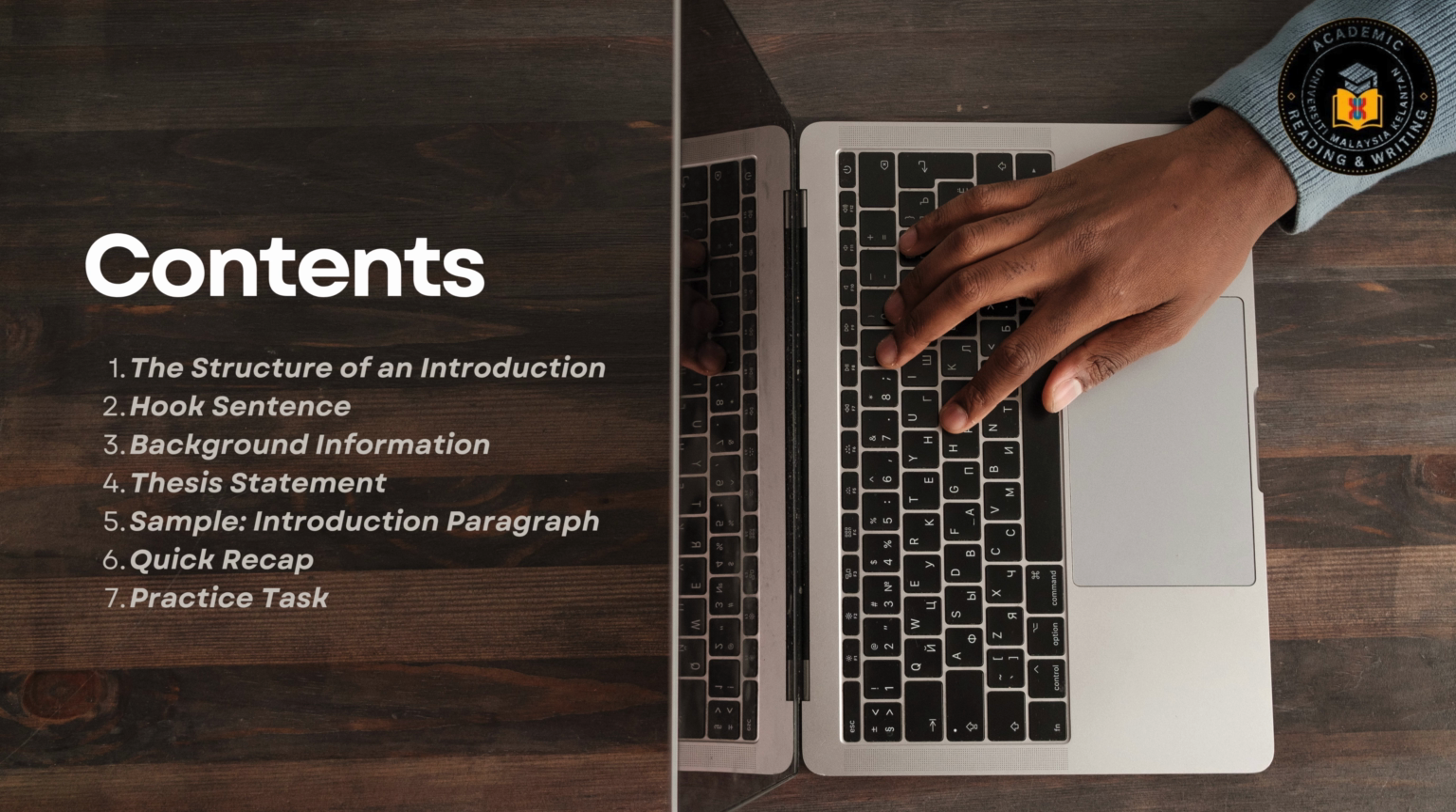Here's what we'll cover today: the structure of an introduction, hook sentence, background information, thesis statement, a sample of an introduction paragraph, a quick recap, and finally, a practice task for you to apply what you've learned. So let's begin with the structure of an introduction.